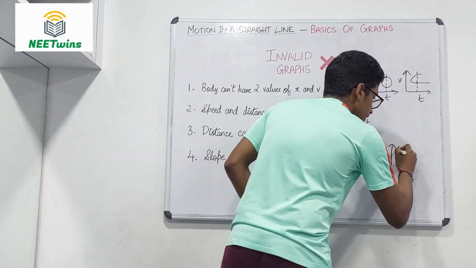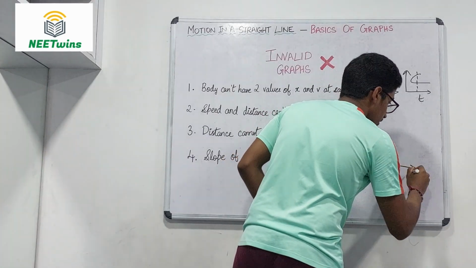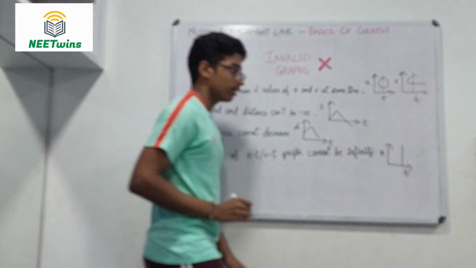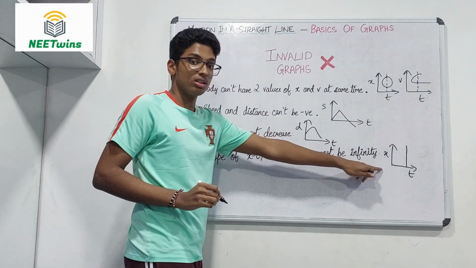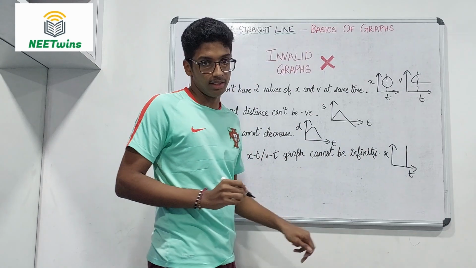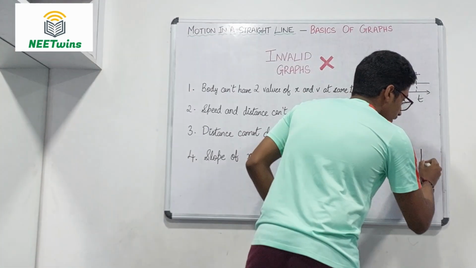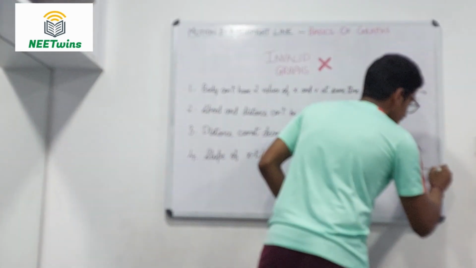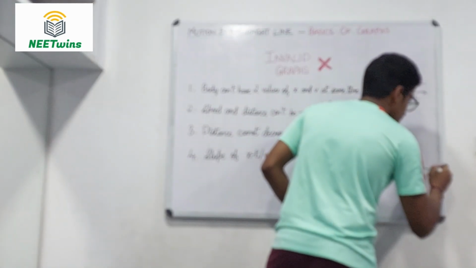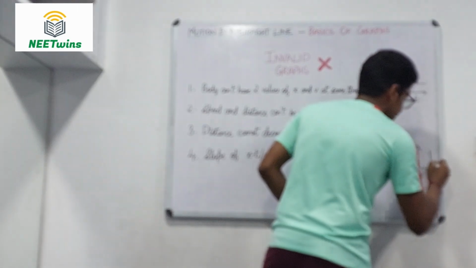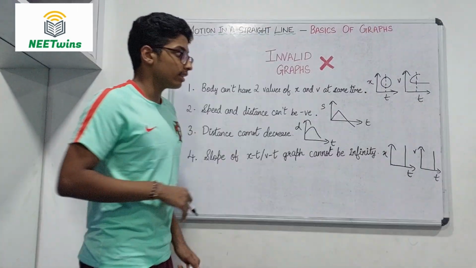Now, if we draw an xt graph like this, then the slope of this graph is infinity. What's the meaning of this? The velocity is infinity, and that's not practically possible. So this graph also would be invalid, and same for a vt graph as well. In that case, infinite slope would mean infinite acceleration. So these are the four basic cases of invalid graphs.